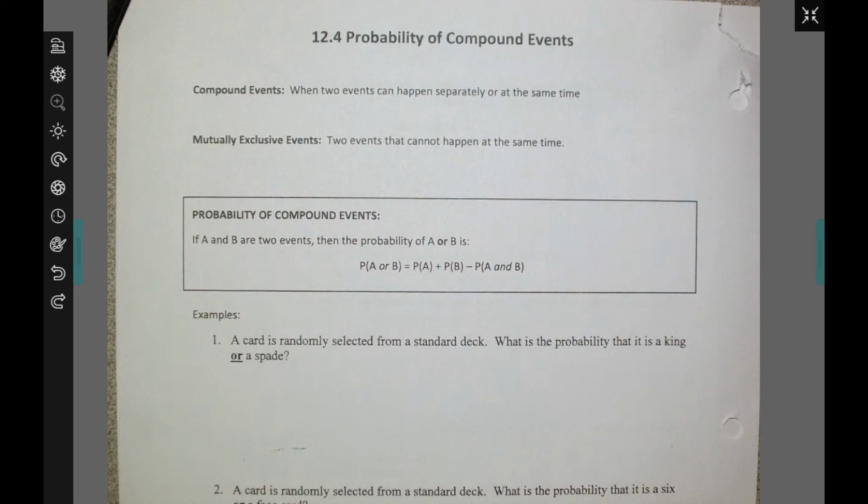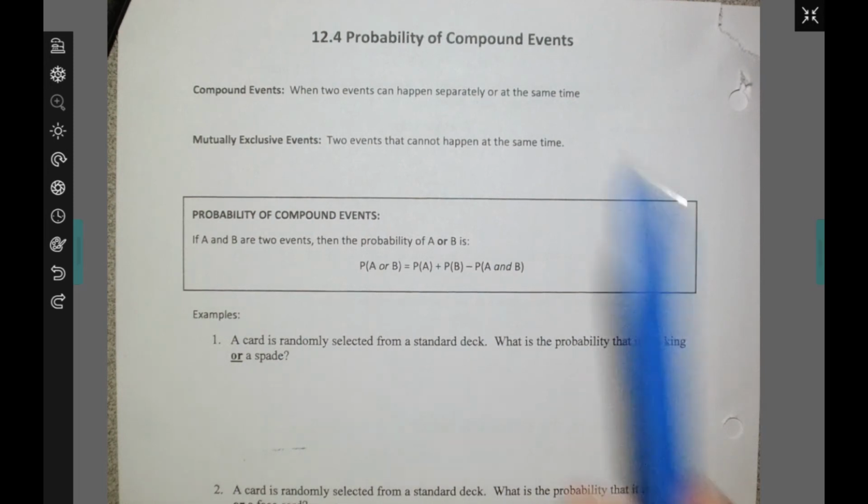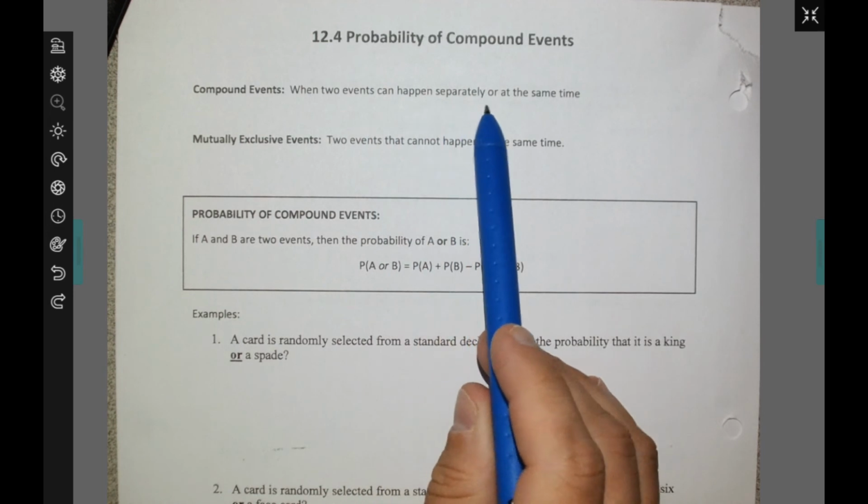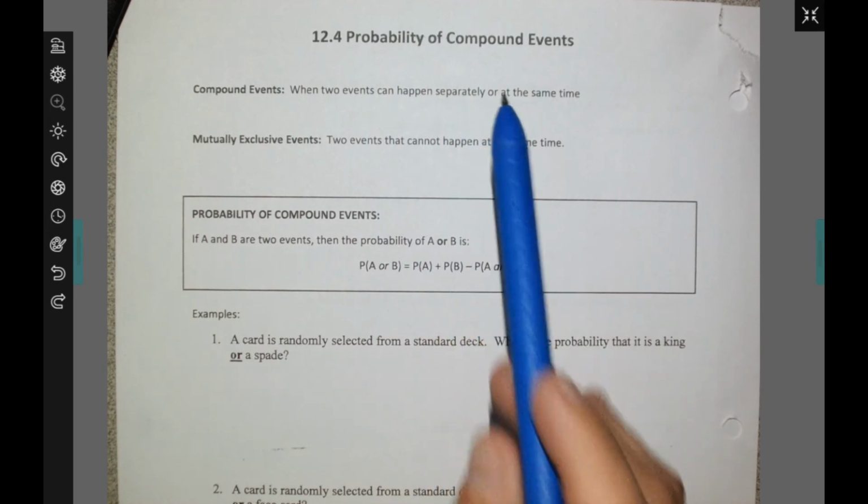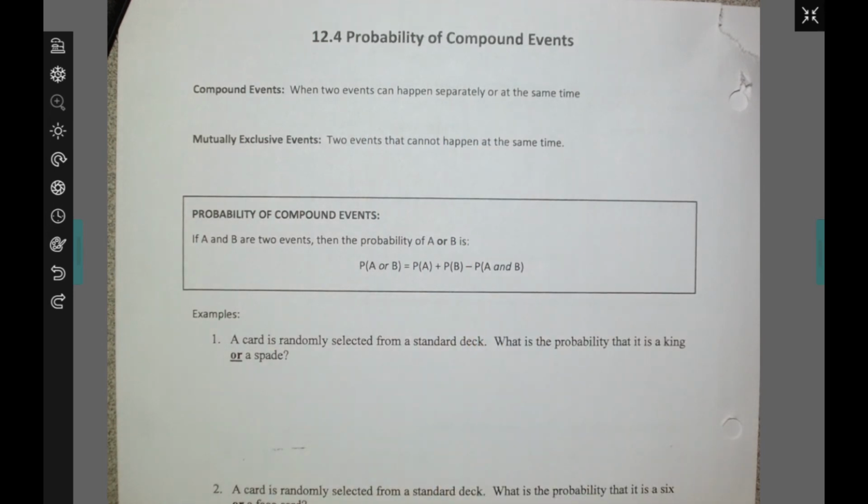All right, 12.4 deals with probability of compound events. So a compound event is something that can happen separately or at the same time. This other concept we're going to talk about today is mutually exclusive events. So they're two events that cannot happen at the same time at all.